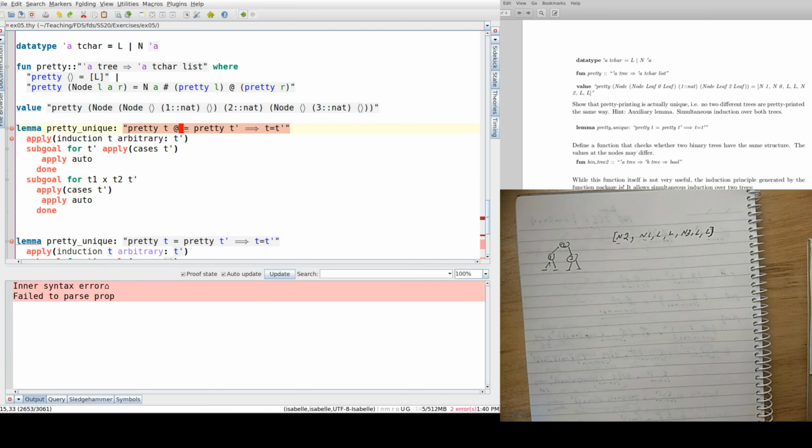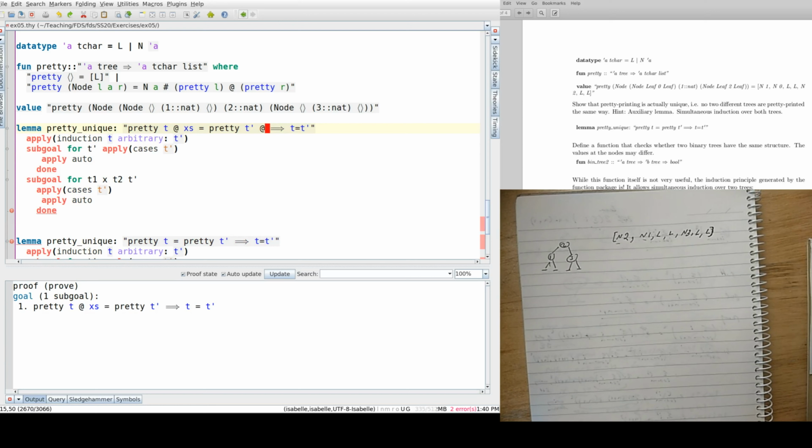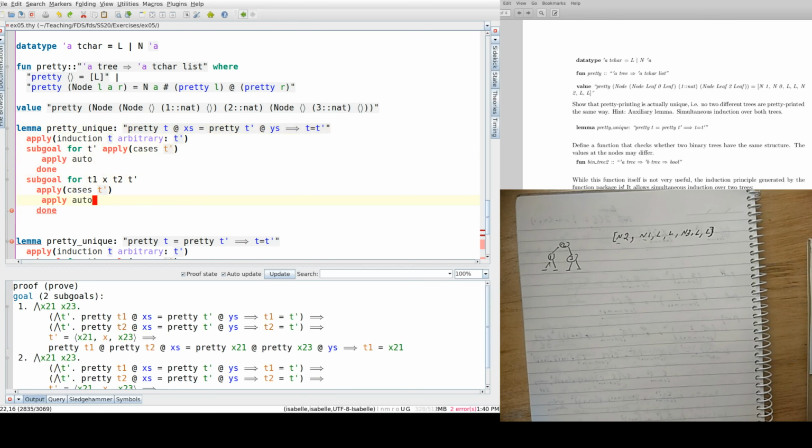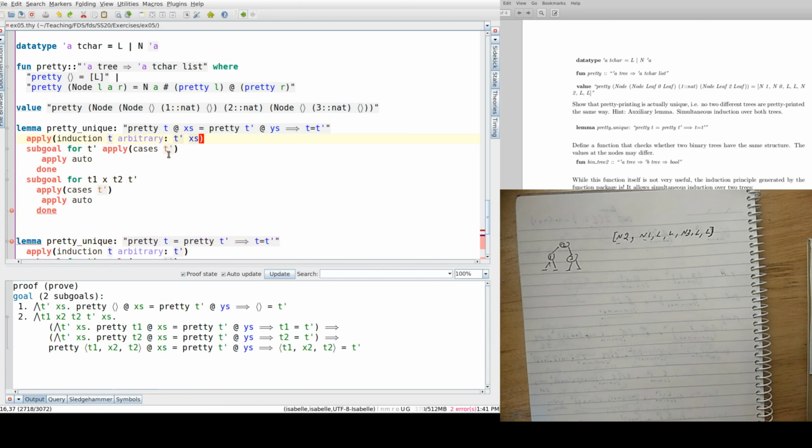So the pretty printing of any tree appended to a list x's, and the pretty printing of any tree appended to any y's, if we have this equality, then we have t and t prime are equal, and I think this should be true. This should hold. Okay, so now we need to generalize the x's because we basically want to substitute that entire thing for the x's there. Okay, and then we get that. So let's generalize the x's and see.